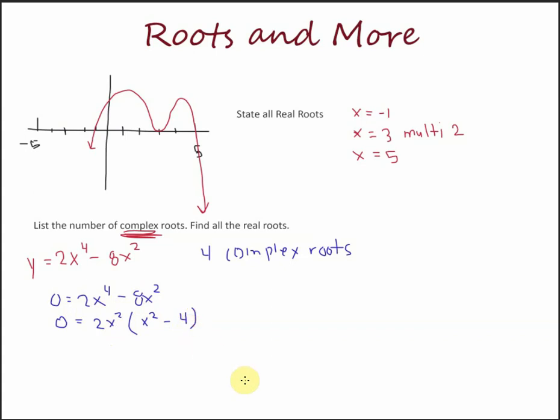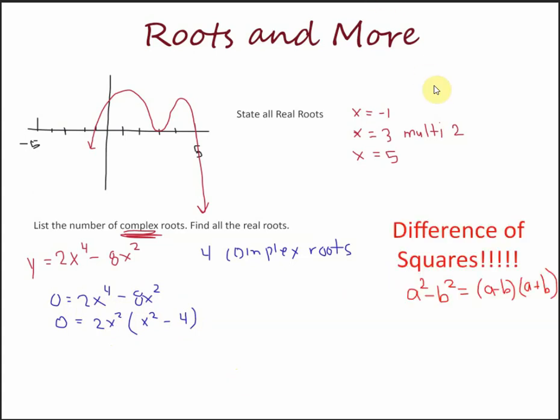And we're here. Now, I did this one specifically for a reminder. I have a big reminder of a formula that you need to have memorized. Okay, difference of squares. This is something that, at this point, you have to have memorized, and you need to be looking for chances to use it.